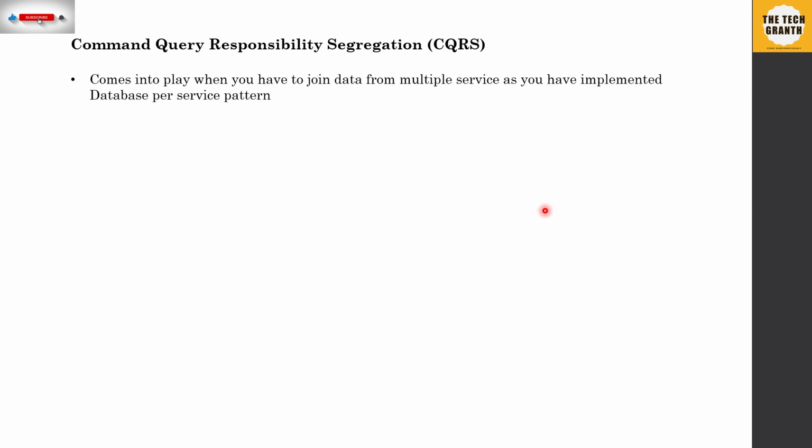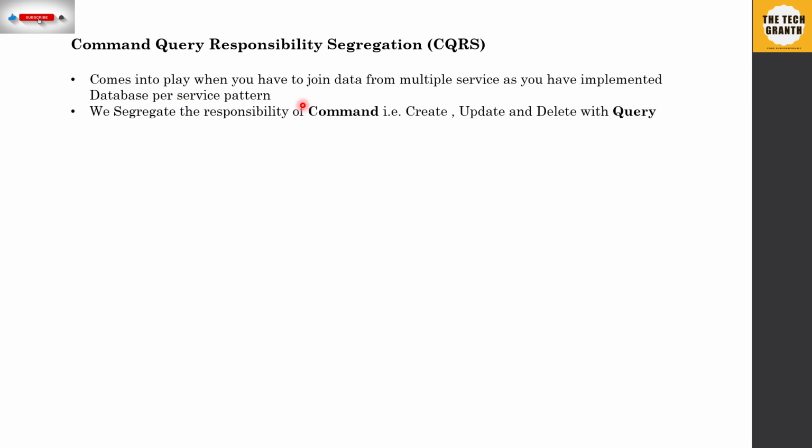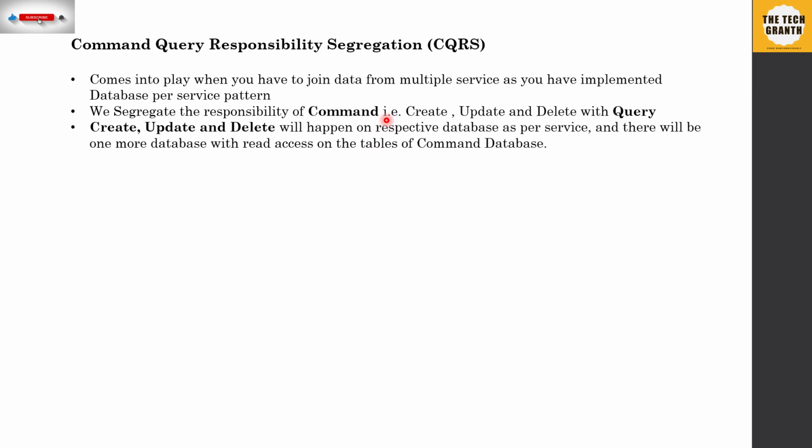Now this statement may get a little confusing with the aggregator pattern, but in the aggregator pattern, we just used to get the data, join the data, and send it back to the user. In this particular case, we have to design the system in such a way that the load is divided between two databases. One database is where you have your commands, which will be the database per service pattern. Each service will have its own database, and you have to add one more database from where the query will happen. So what we say here is that we segregate the responsibility of command from the query.